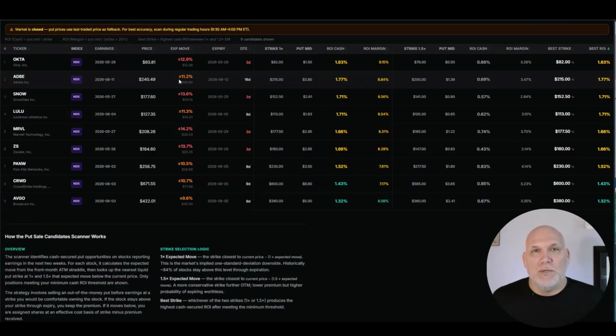Expected move is 11.2%. It's going to go find the strike that is the optimum to play at a 1x move or a 1.5x move. So in this case, the price is 240. It's finding the 215 strike, telling you what the current price is of that with the ROI with the margin, and then 1.5 times strike, a little bit more conservative play going down and selling a 200 strike, and what the premiums are. So $139 on this one, which would give you a return on cash at 0.69% for a week. Annualized, that'd be much, much higher.